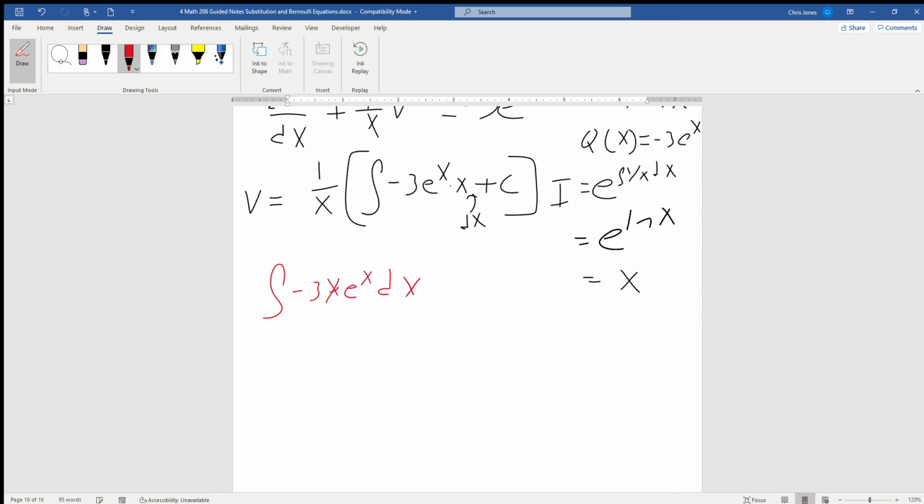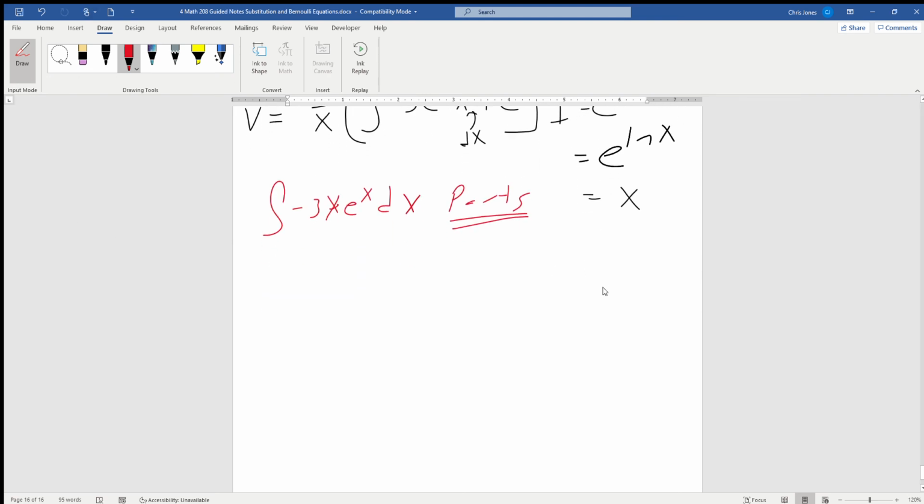To be able to evaluate that integral, we have to do it by parts. There's no other way to do that very nicely. So we're going to say u is going to be the factor that's going to reduce in order. Let's call u negative 3x. And dv is going to be the remaining factor, e to the x dx. And so du, which is the derivative, is negative 3 dx. And then v is just going to be the antiderivative, which is e to the x.